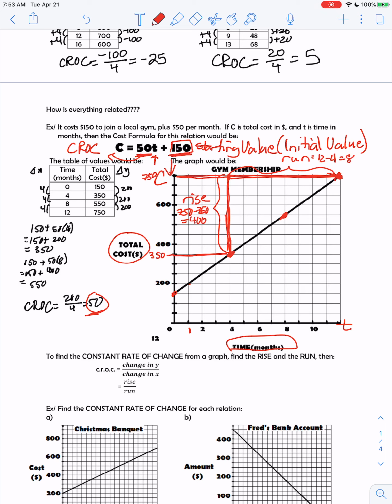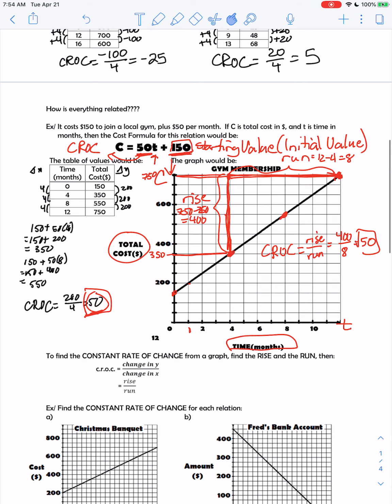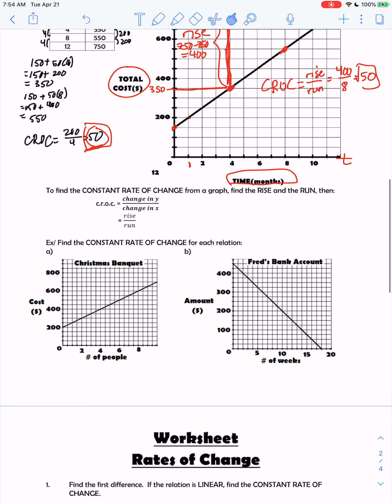8. So the constant rate of change is the rise over run, which equals 400 over 8, which equals 50. We already knew that was the answer that we needed because we knew that the constant rate of change was 50 already. But I'm just showing you how it works in this graph so that you can find it on any graph. So let's take a look at this example, these 2 examples down here.